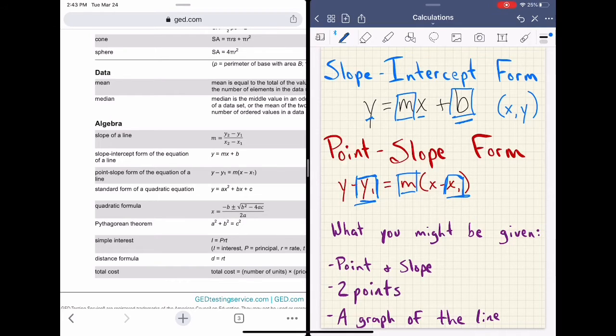So when you're calculating and graphing with these two formulas, you could be given any number of key pieces of information. You could be given a point and a slope. You could be given 2 points that would be on that line, or you could be given a graph of the line you're trying to find the equation for and asked to find the actual equation of that graph. So we're going to go through some examples here of how you would tackle each one of these problems based on the information you're given.